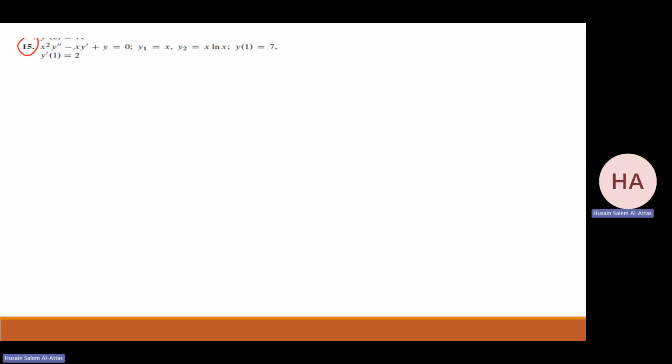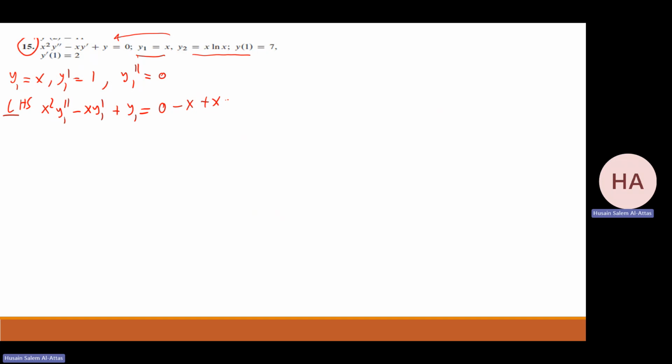Same thing. First, I need to prove that these are solutions satisfying this equation. So I have y1 equal x, y1 prime equal 1, y1 double prime equal 0. Left hand side, x squared y1 double prime minus x y1 prime plus y1: x squared times 0, this is 0, minus x times 1 plus x, that is 0, which is the right hand side.